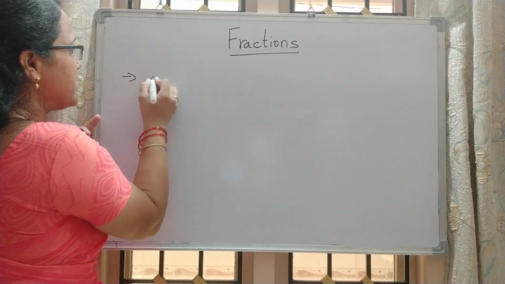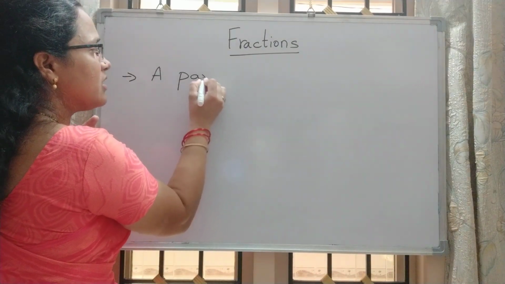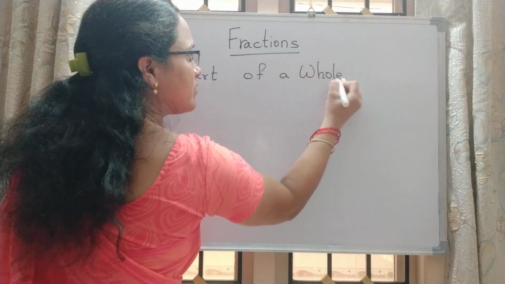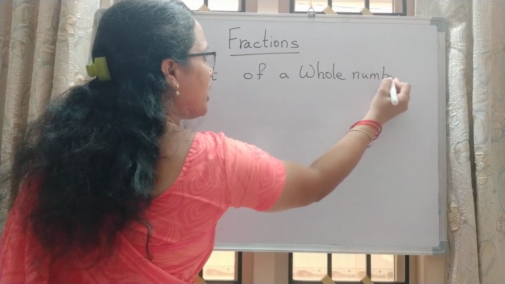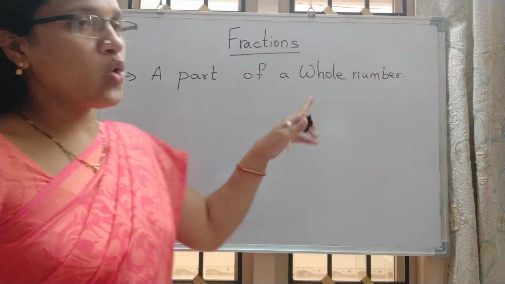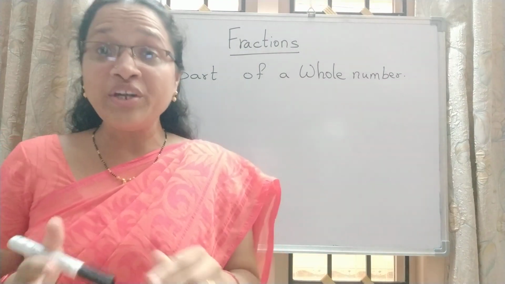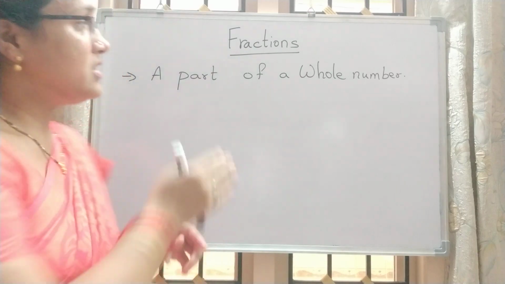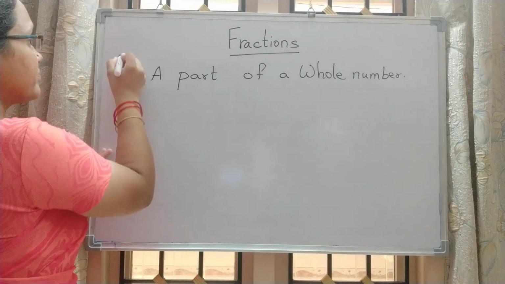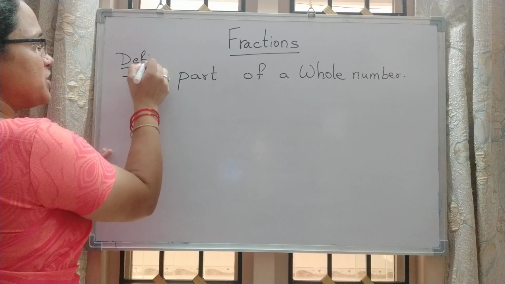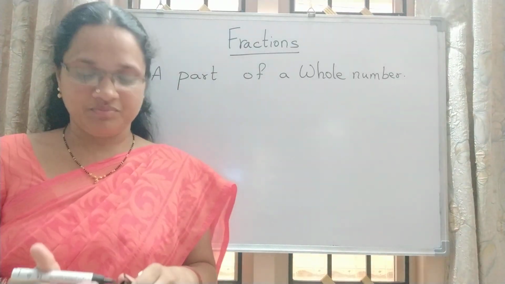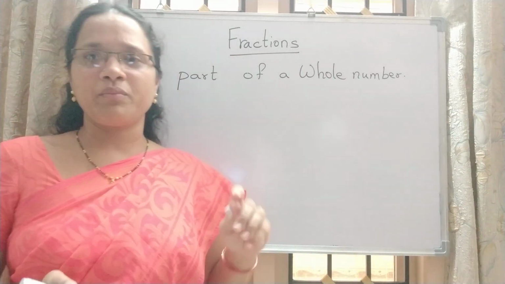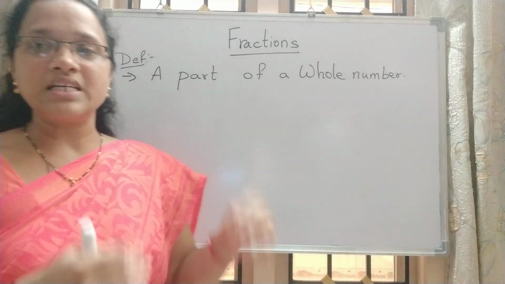A fraction, I can easily tell in a sentence: a part of a whole number. You need to understand that in a detailed manner. This is a simple definition which children can understand easily. So what is this part and what is this whole number? Because both are different and they are used in a single sentence.